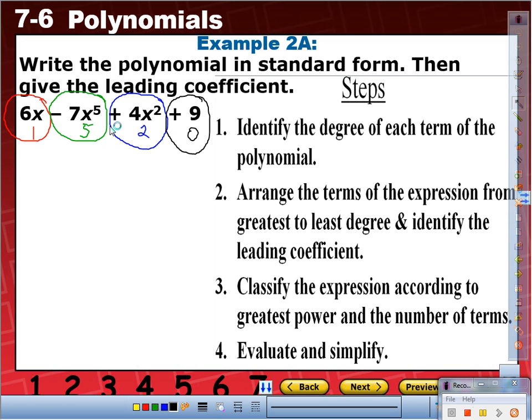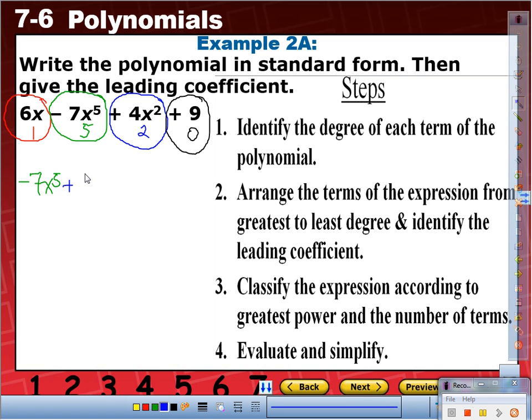So, now that we know how to do that, to write it in standard form, what that is, is writing it from the highest degree to the lowest degree, rewriting it. That's all it is. That's called standard form. So check this out. What is the highest degree of all these terms? This one right here, right? So then I write negative 7x to the 5th. That's my first term that I write, because I'm writing it from highest to lowest. What would be the next one up?